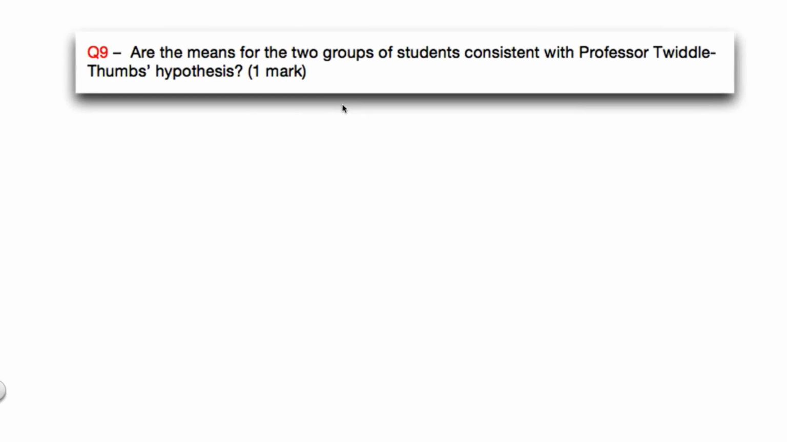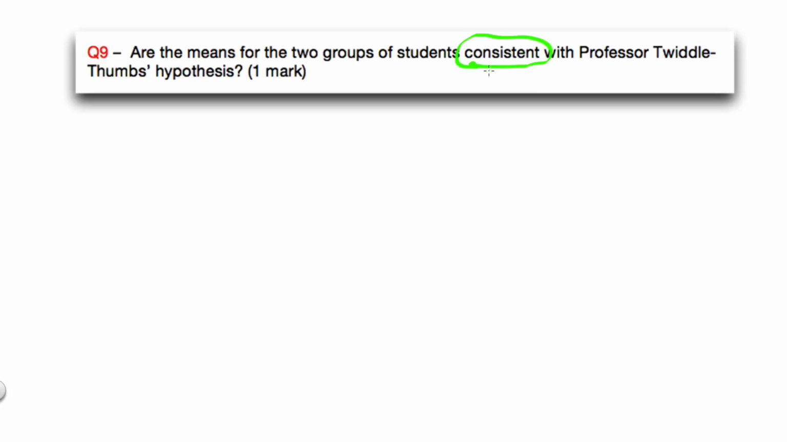We can now turn to question 9. Are the means for the two groups of students consistent with Professor Twiddlethumb's hypothesis? Now, a key word here, or something I want to focus on, is the notion of the means being consistent. Not talking about them proving his hypothesis, heaven forbid, or even providing clear support. We're just looking at the means. We're not doing a proper analysis of the outcome of this study, made up though it is. We're just having a look at whether the means are consistent with his hypothesis or not.